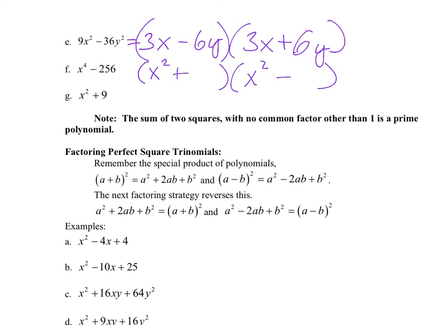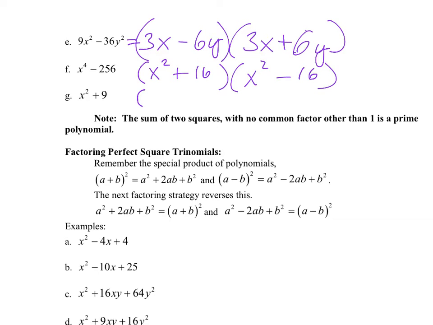The square root of 256 is 16, I believe. But just so that I'm sure I'm correct, I'm going to put that in my calculator real quick. I can just check it by doing 16 times 16. I don't have to do anything funny or fancy. And yes, I get 256. So, 16 and minus 16. All right, x squared plus 9.